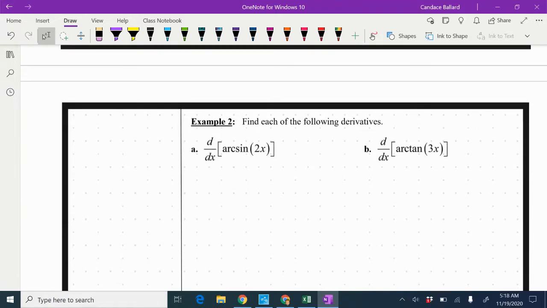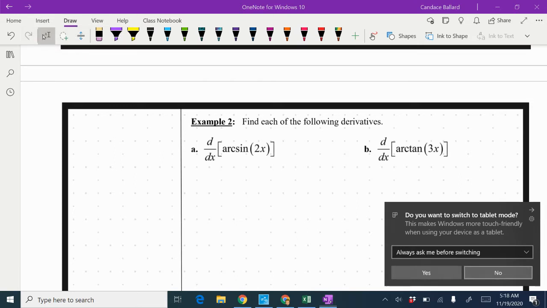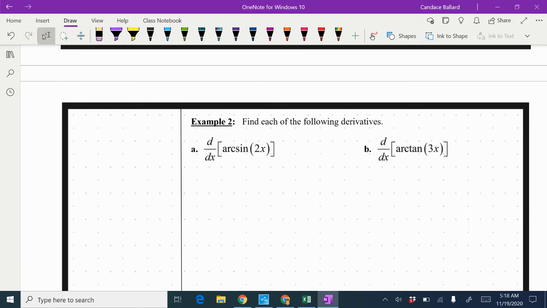So in this video, we're going to continue topic 3.4, derivatives of inverse trig functions. And I'm going to look at example 2a here. I'm going to do example 2 two different ways, so you can see two different ways you can accomplish this. I'm going to do the long form first.